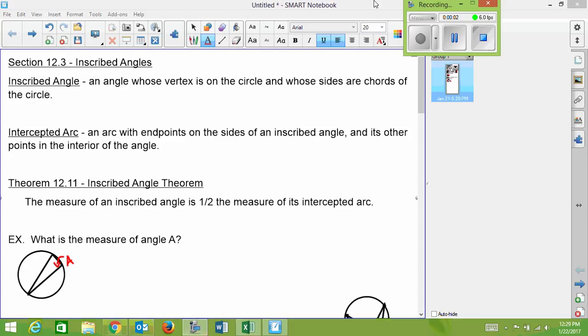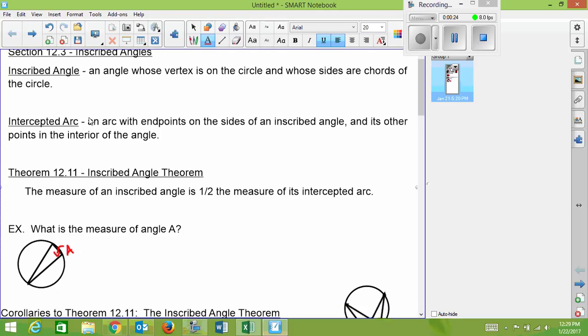Hello and welcome to section 12.3, which is on inscribed angles. First of all, an inscribed angle is an angle whose vertex is on the circle and whose sides are chords of the circle. An intercepted arc is an arc with endpoints on the sides of an inscribed angle and its other points in the interior of the angle.